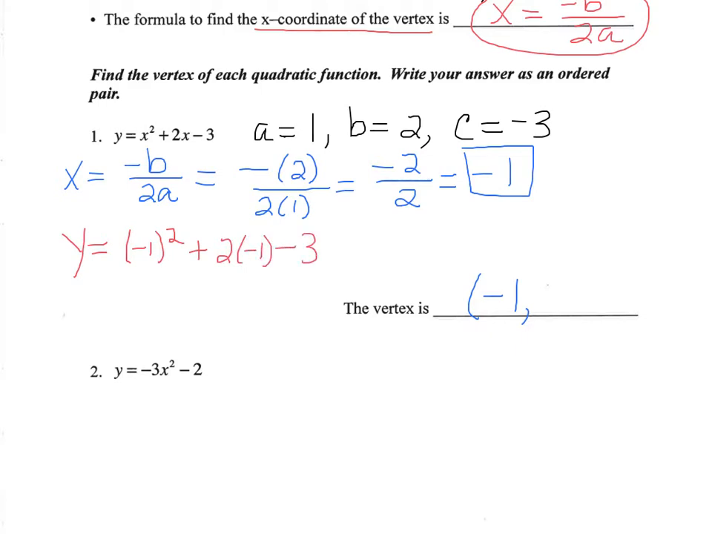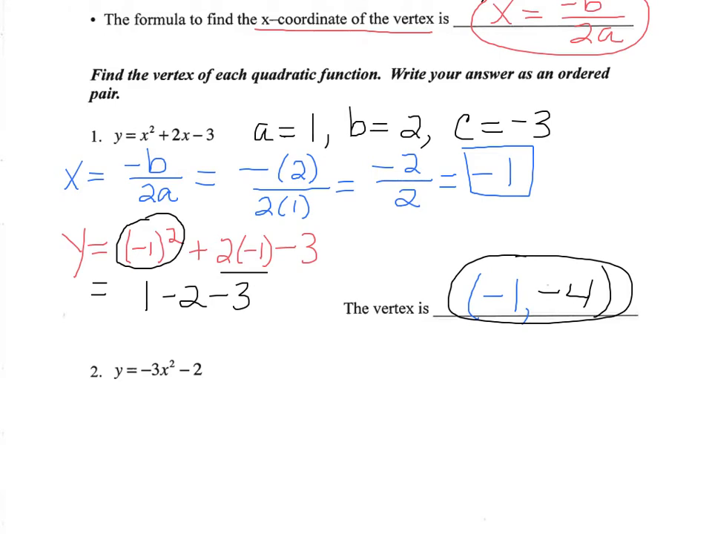Order of operations tells me that I need to do exponents first, so I need to do negative 1 squared first. That's 1. 2 times negative 1 is negative 2, and then I have this minus 3 at the end. 1 minus 2 minus 3 is negative 4. So the coordinate of my vertex is the coordinate point negative 1, negative 4.